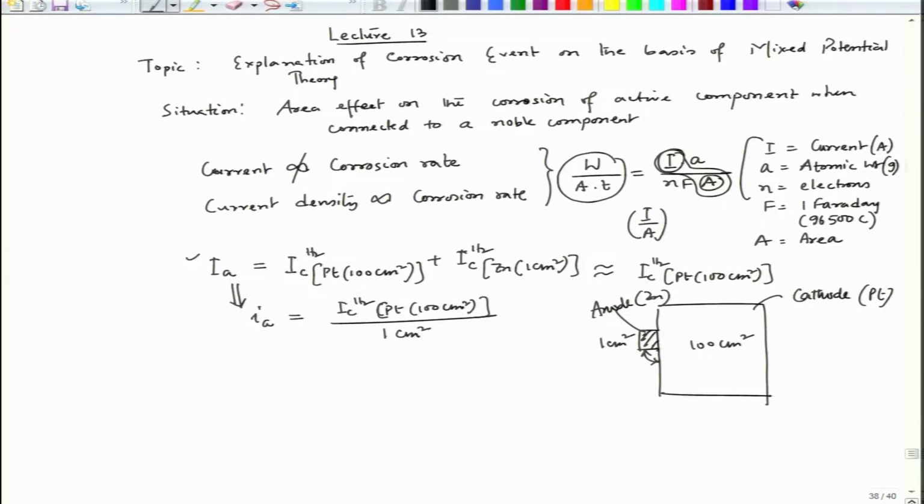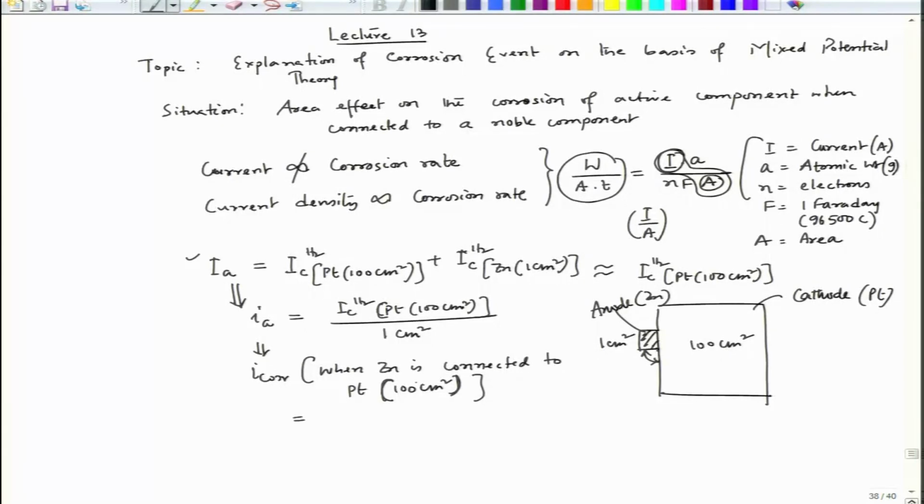Now you can see that the corrosion rate, which is nothing but the I corr when zinc is connected to platinum over 100 centimeter square area, is much higher than the corrosion rate of zinc when it is connected to 1 centimeter square area of platinum.